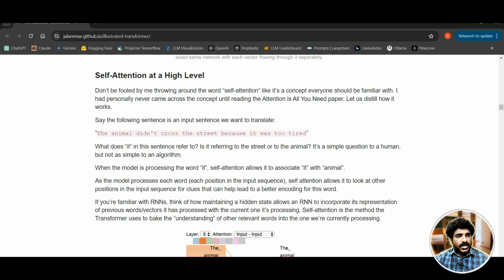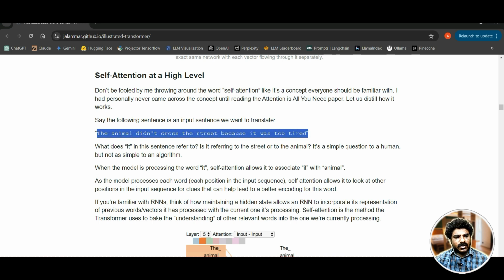Now here he is talking about something called self attention. So guys, you need to understand self attention to understand this transformer architecture. This is a very important concept in the transformer architecture. He has taken a small example here, which is basically a sequence of data, and you can say it is a sentence.